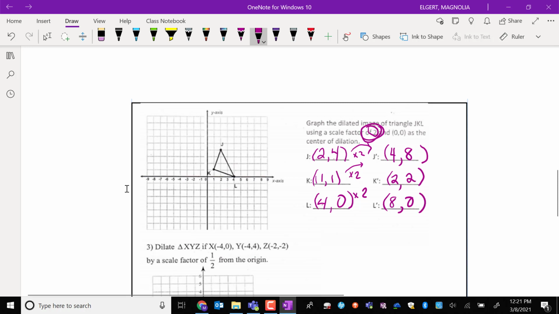So now let's graph that. So we have 4 and then 8. That's J prime. K prime is at 2, 2, and L prime is at 8, 0. And then you can draw in your triangle. I'm writing on my computer, so my lines are not very straight. I'm sorry. And that triangle, JKL, the image triangle, is twice as big.